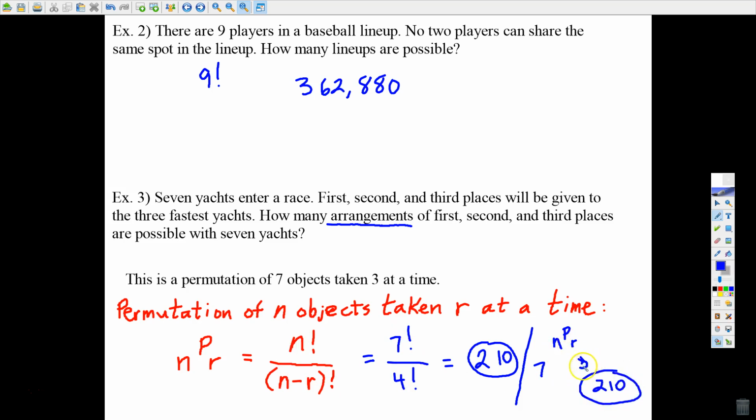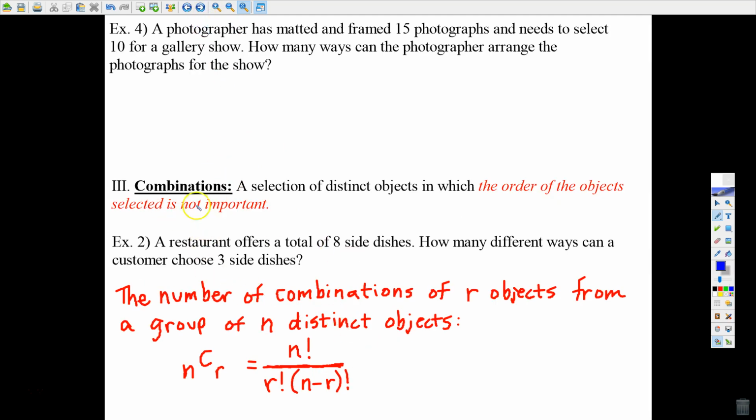That's very handy. Again, the challenge for most people is just understanding, am I working with a permutation or am I working with a combination? And hopefully we'll make that really clear by the time this lesson is over. So let's do one more of these.